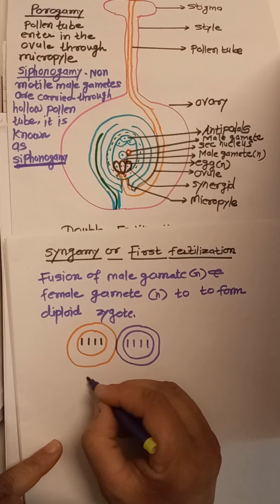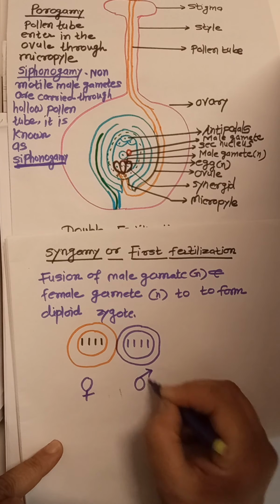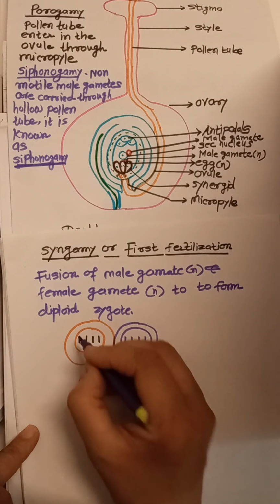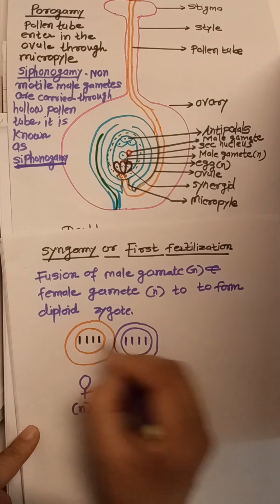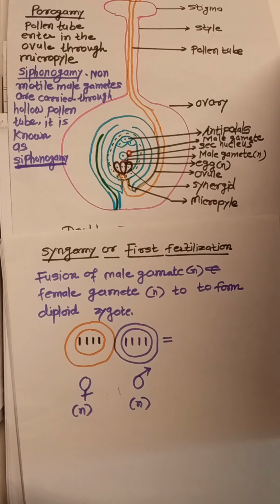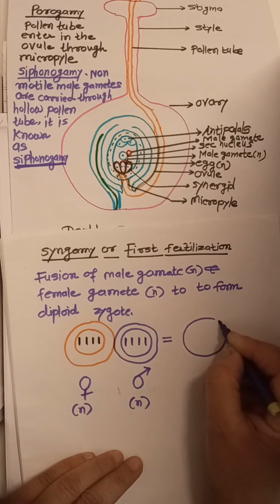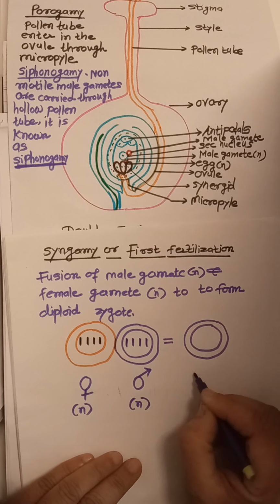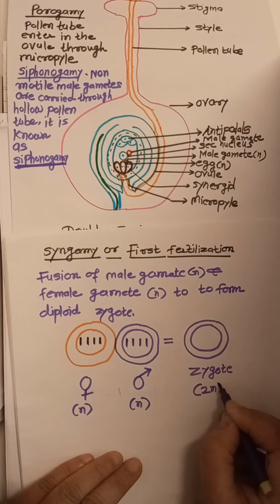So this is the egg or female gamete, and this is the male gamete. It is haploid. It is also haploid, meaning chromosomes are present singly, there is no pairing of chromosomes. So fusion of male gamete and female gamete takes place to form a single cell by the fusion of these two gametes, and this cell formed after the fusion of male gamete and female gamete is called the zygote. Zygote is diploid.